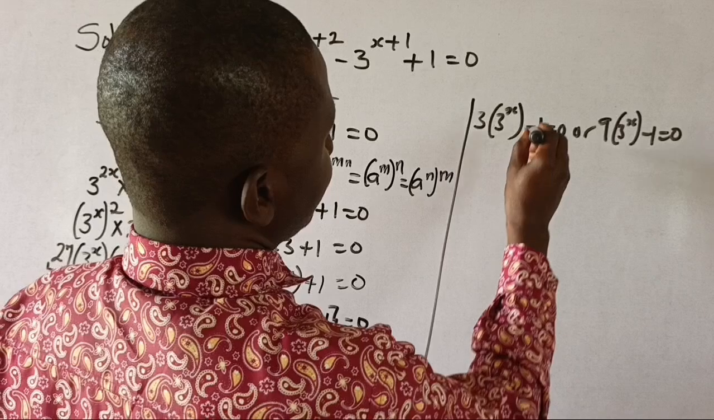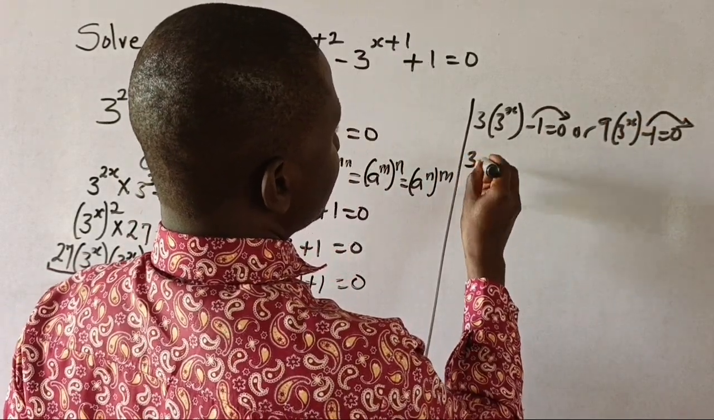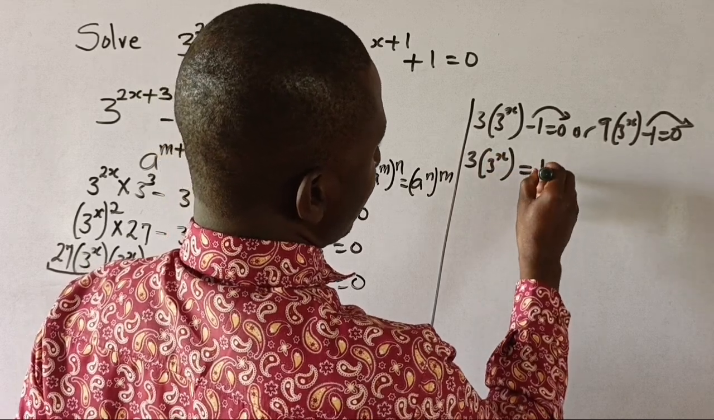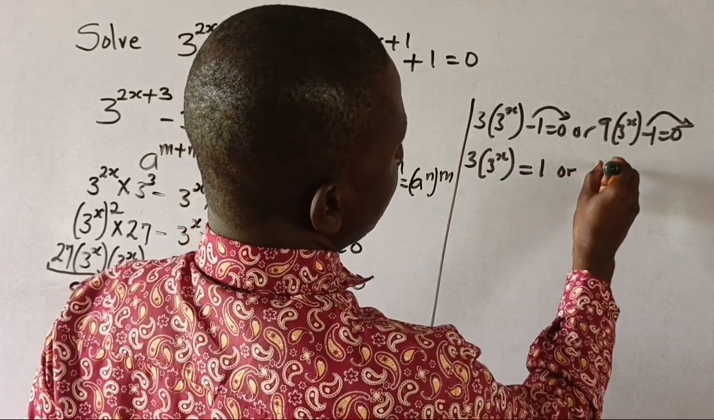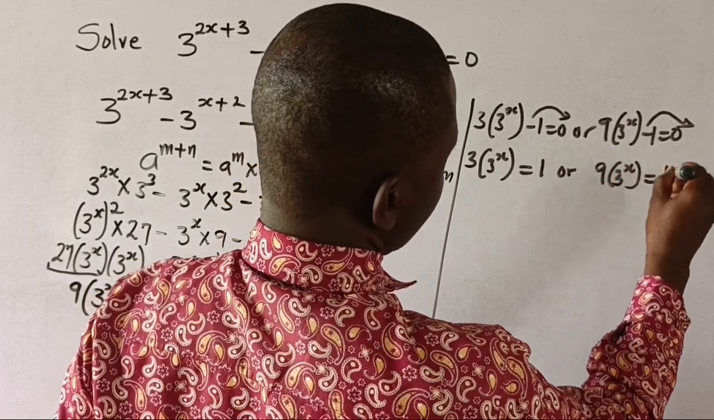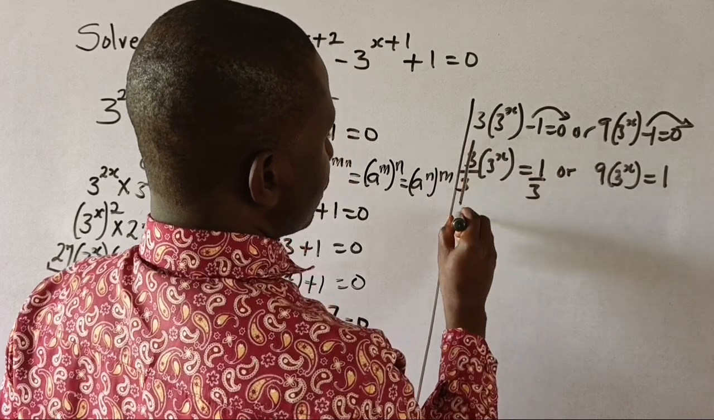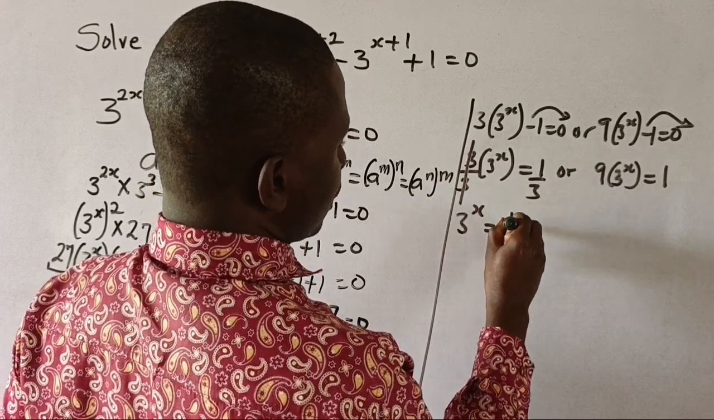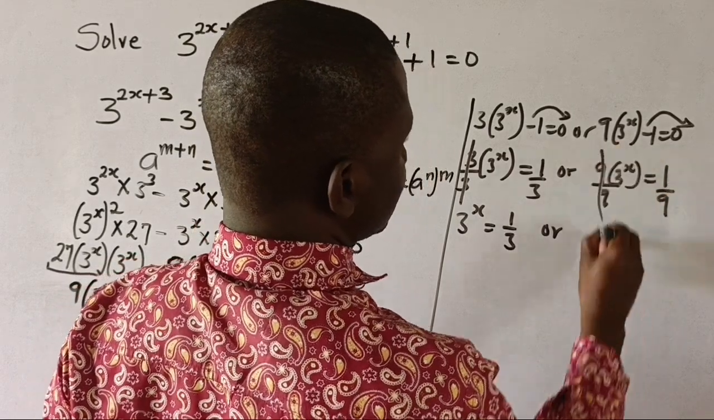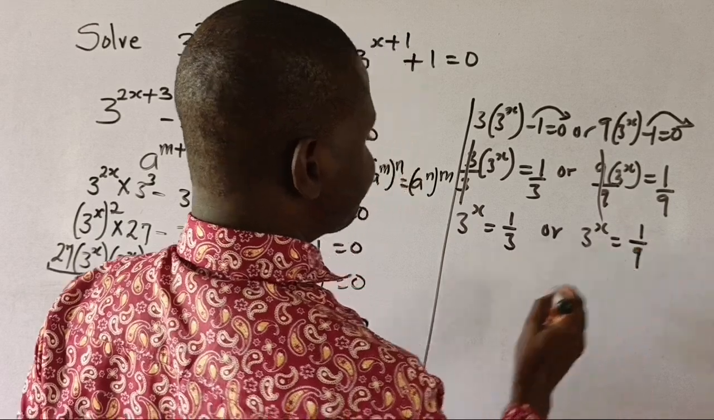Which implies, by taking minus 1 to this side, we have 3 into 3 raised to power x equals 1, or 9 into 3 raised to power x equals 1, as minus 1 changes to plus 1. So divide both sides of the equation by 3. We have 3 raised to power x equals 1 over 3, or divide 1 by 9, we have 3 raised to power x equals 1 over 9.